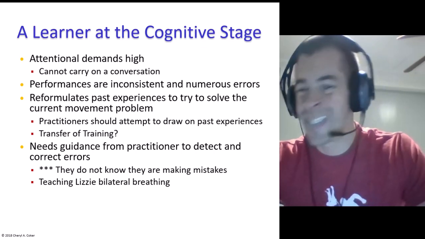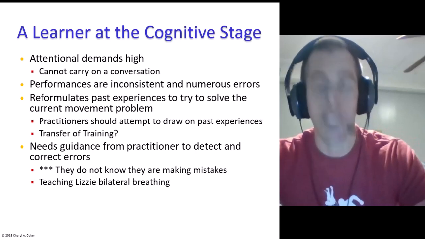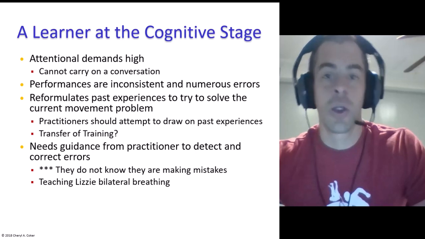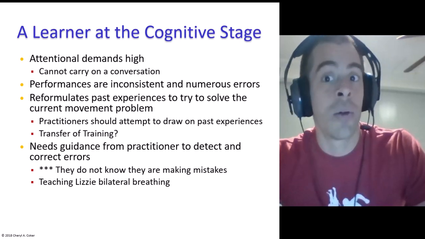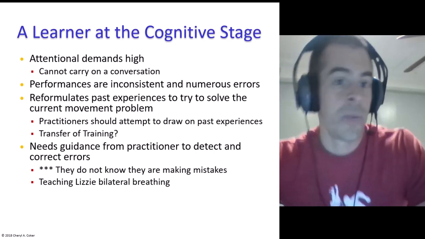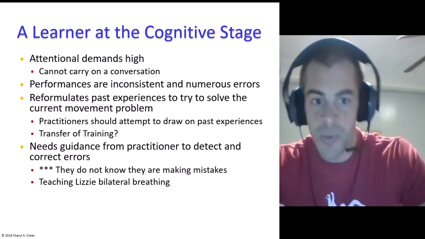Performances are inconsistent and there are numerous errors. Again, connecting it back to juggling, right? Some of you may have juggled with one hand 10 times in a row, but then on the next one, you only did it 2 times, maybe. So that's an example of an inconsistent performance.